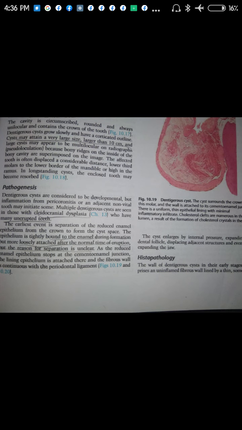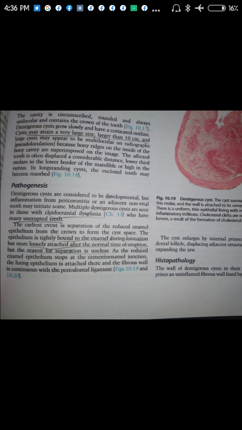Pathogenesis. Dentigerous cysts are considered to be developmental, but inflammation from pericoronitis or the adjacent non-vital tooth may initiate some. Multiple dentigerous cysts are seen in those with cleidocranial dysplasia who have many unerupted teeth.